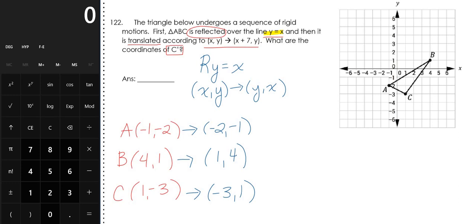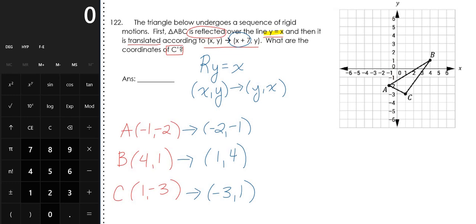Next step, it says it's going to translate, which means slide according to the rule provided. Now notice that x comma y becomes x plus 7, y. Only the x value is going to change. The y does not change. Nothing is being added or subtracted there. So when we see things added or subtracted, we know it's a slide, but let's talk about the direction.